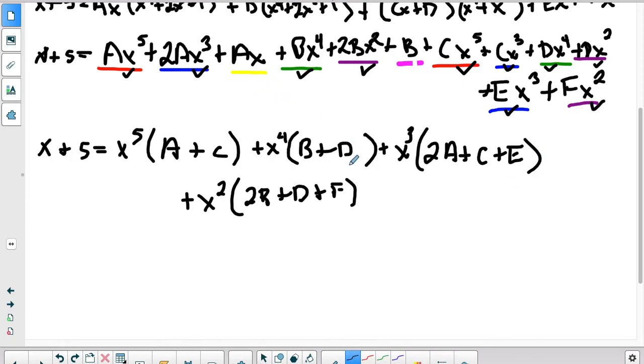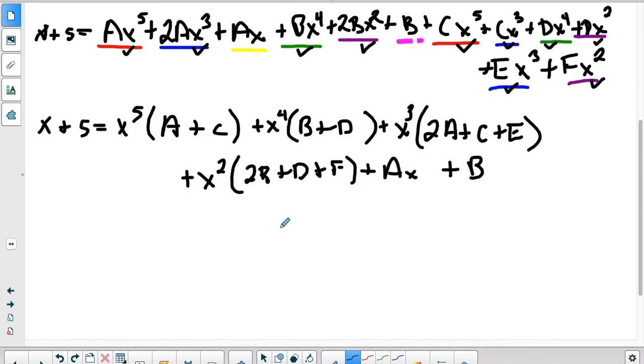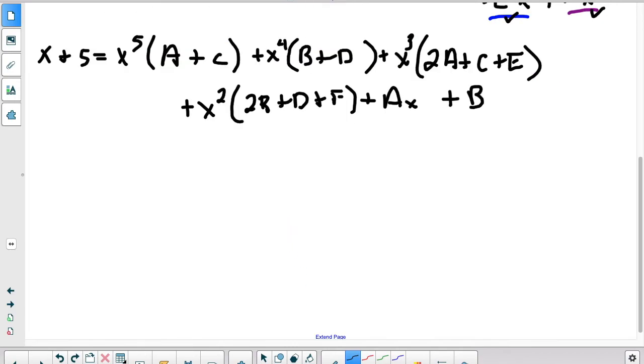And now we'll come back to our a, just x, so that's just plus ax. And then we have plus b. And now we can kind of match them up. Well, there's a few we don't have. And that's x to the fifth, which would be 0x to the fifth. We also have 0x to the fourth. And we have 0x cubed, 0x squared, and then we have our x and 5.